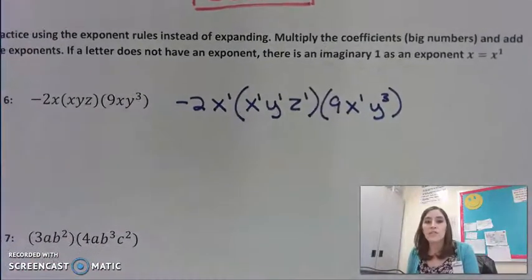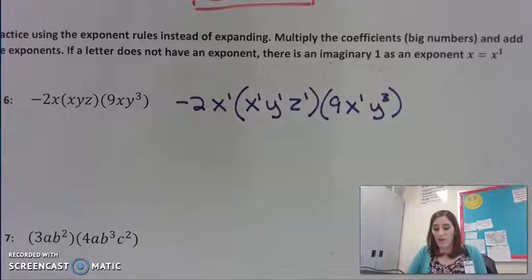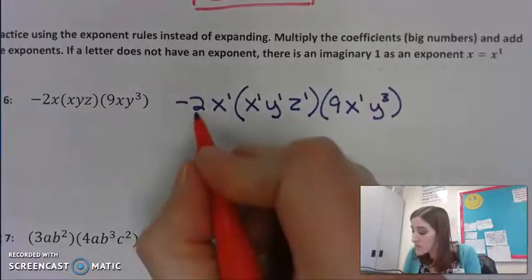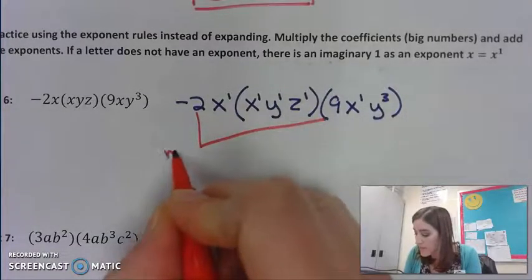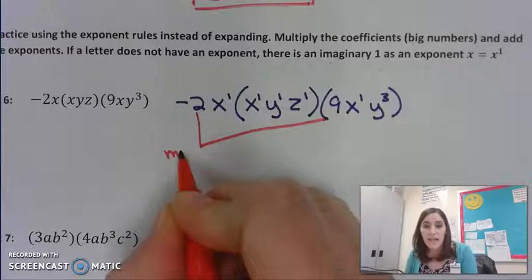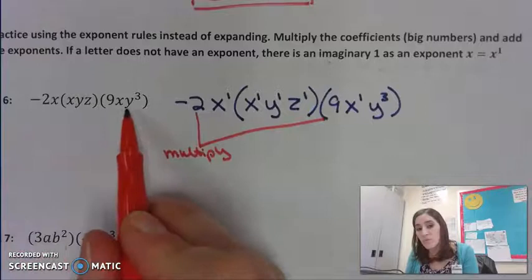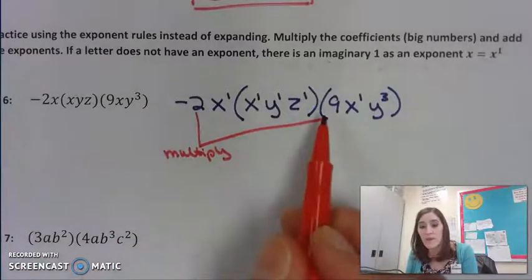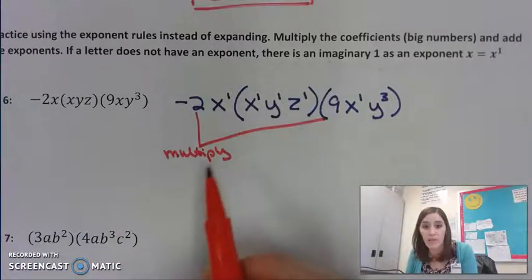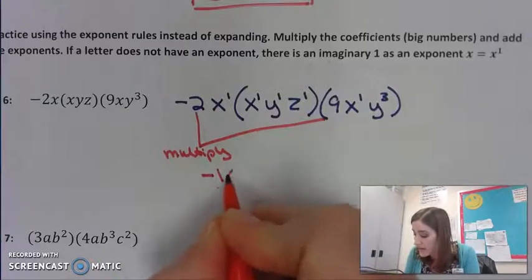Okay. So when you're doing one of these giant multiplication problems, and this time I'm going to show you what it looks like if you don't expand, you still need to multiply the big numbers. A common mistake is when people start adding the exponents, they start adding the numbers in front too, the coefficients. But this is a multiplication problem, and big numbers behave the same way they always have. They're just going to be multiplied together to give us negative 18.